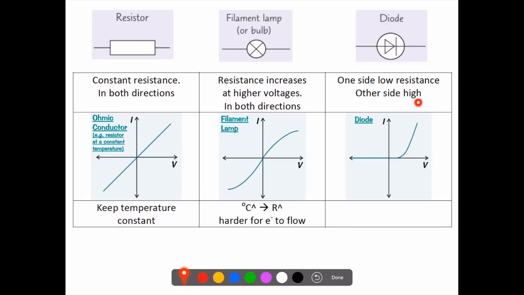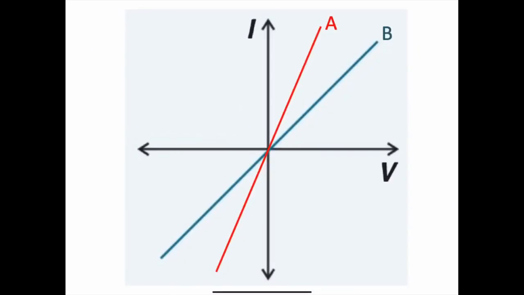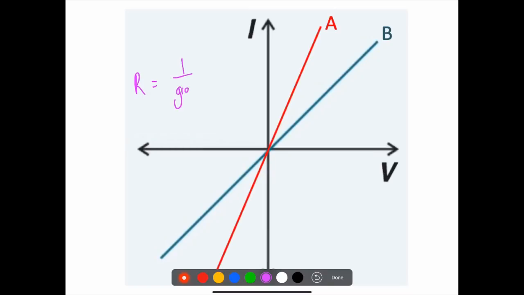Now, if you compare these two, they might ask you in your exam to explain which of A or B has higher resistance. So this is the rule: resistance is 1 over the gradient. In other words, if the line is steeper, that means the resistance is lower. So for example, A right now has lower resistance than B.